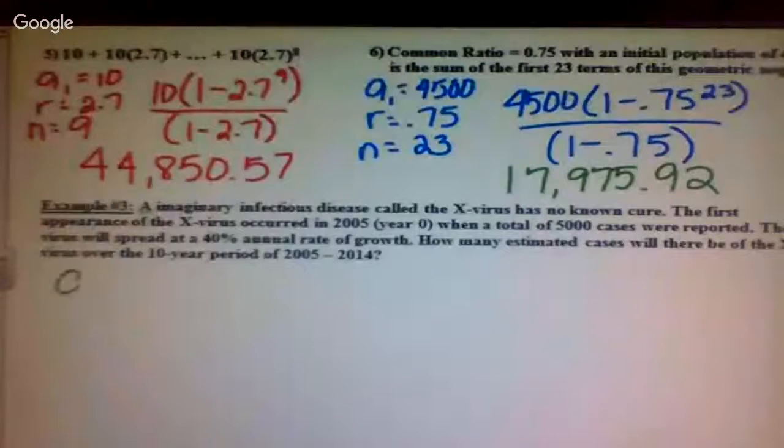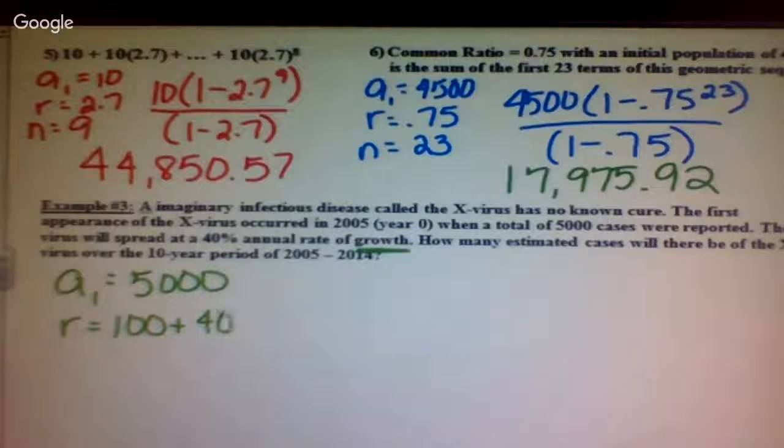So, what is A sub 1? 5,000. What is R? 1.40. It's increasing. So if it's increasing by 40%, that is 40 over 100. So that's a total of 140%, which is 1.4 as a decimal.